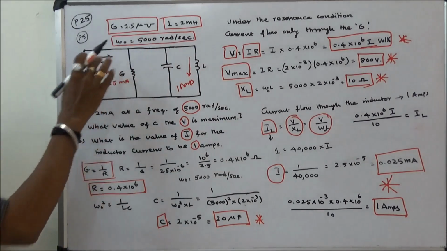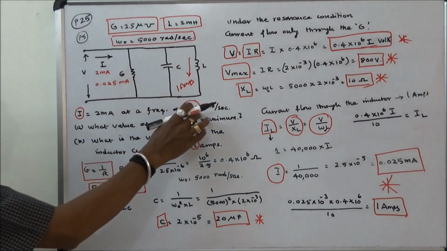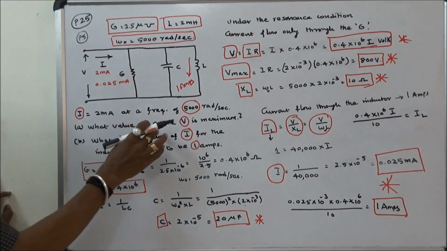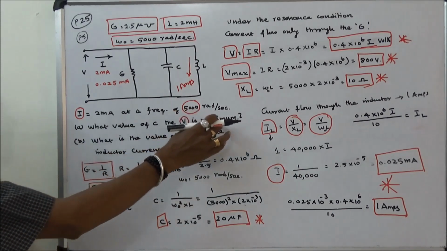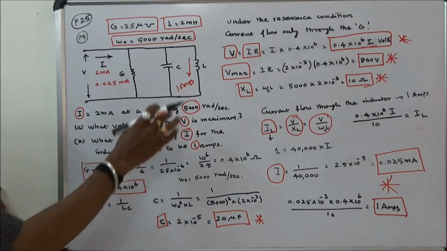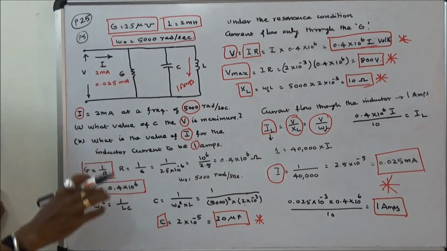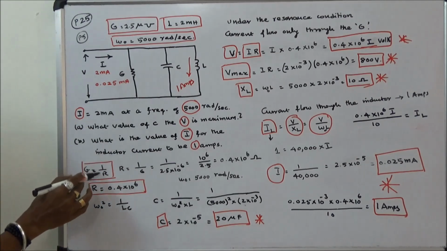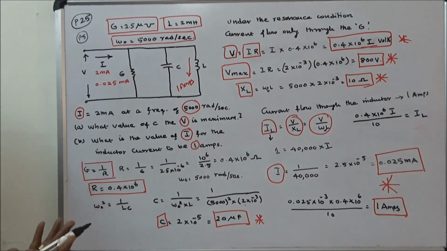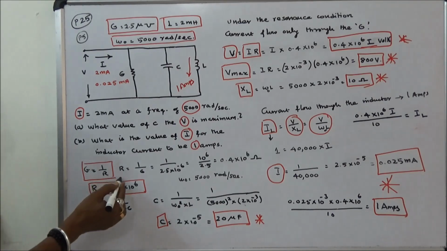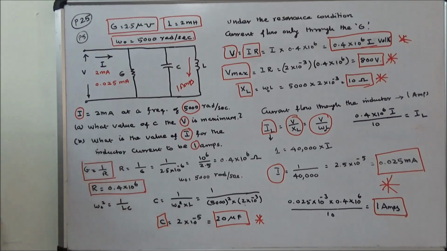When I is equal to 2 milliamps at a frequency of 5000 radians per second, the first question is: what value of C gives the maximum voltage? The second question is: what is the value of I for the inductor current to be 1 amp? We know that conductance G is equal to 1 by R. I convert the conductance to a resistor. So the resistor value is 0.4 into 10^6.